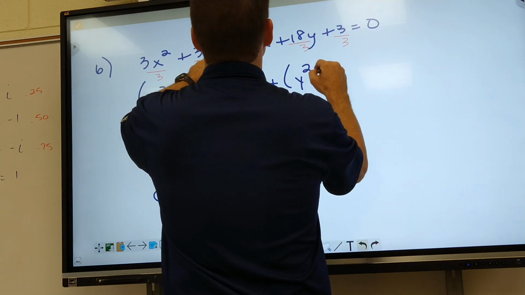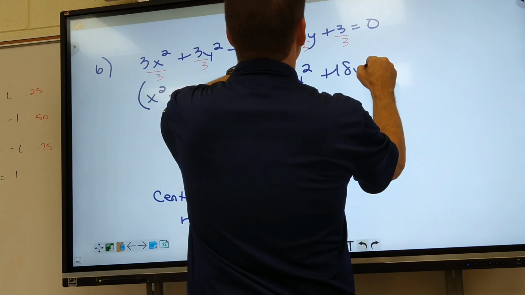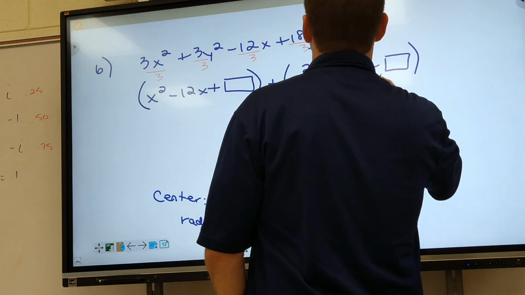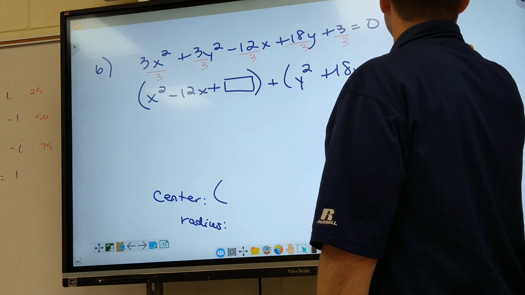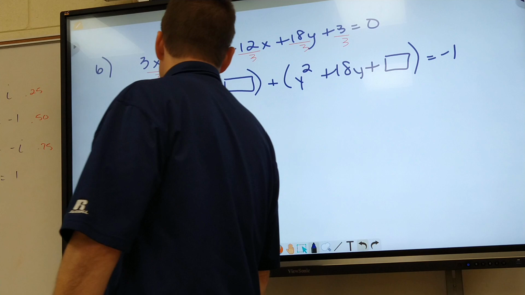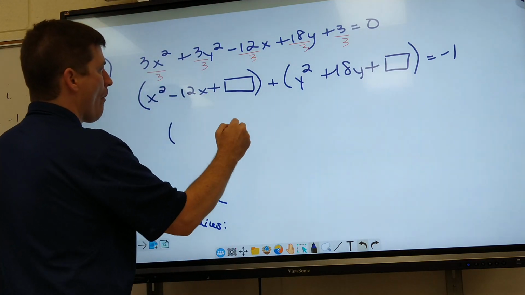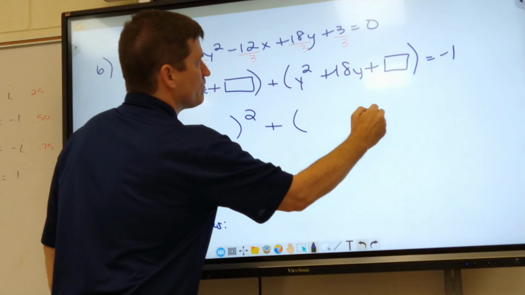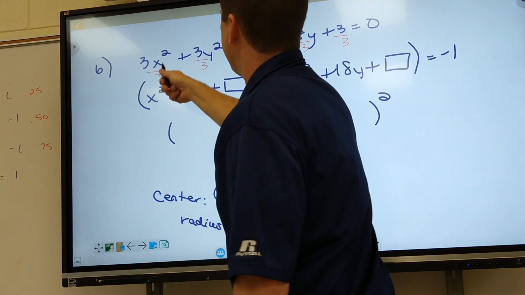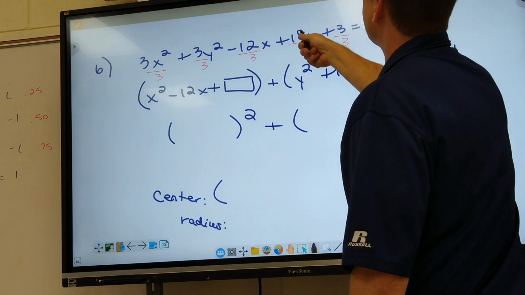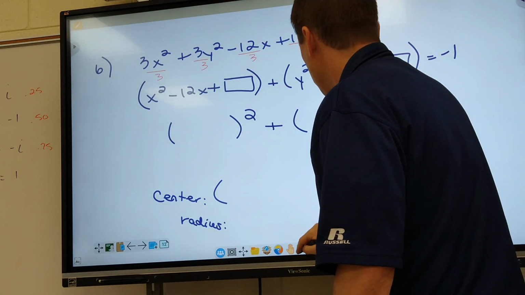All right, I got y squared plus 18y in my box. That's positive 1, move it over as negative 1. All right, I'm going to let y'all finish it. Y'all should be good from here. I thought you were supposed to divide by 3. I did, I divided everything by 3. Oh, 18 divided by 3 is 6, my bad.